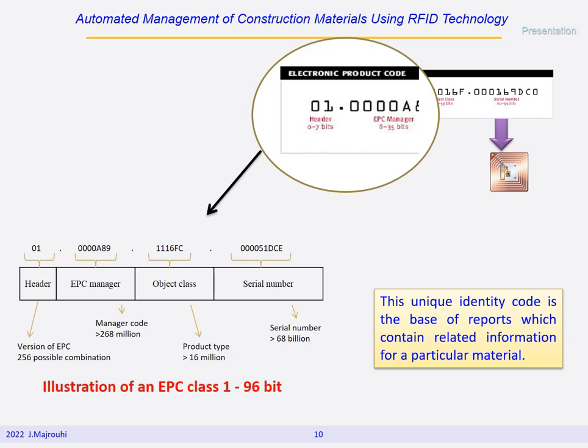Each barcode has 4 sections. The first part is the header. It's a version of EPC and could cover 256 possible combinations. The second part is the EPC Manager that could cover more than 268 million combinations. Object Class could cover more than 16 million product types and the serial number could cover more than 68 billion numbers. This unique identity code is the base of reports which contain related information for a particular material.